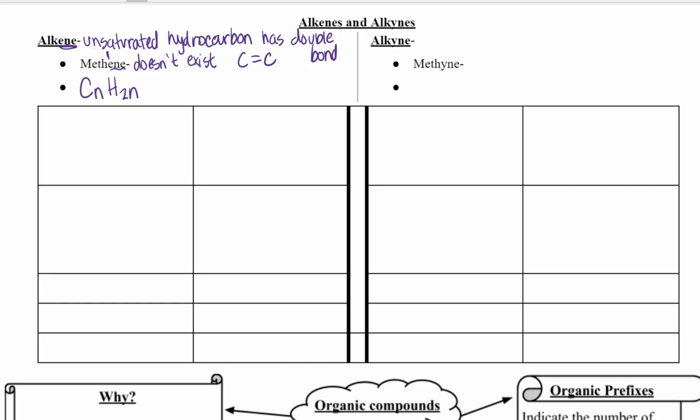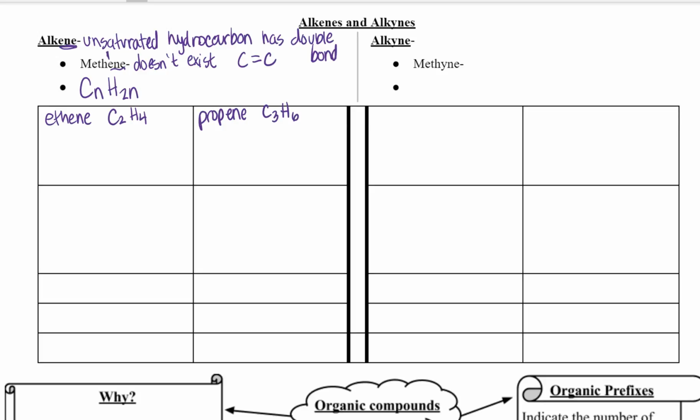Okay, so let's walk through some of these examples. Since methene doesn't exist, let's talk about ethene. Eth, the prefix means 2, so that means 2 carbons. To figure out the hydrogens, I'm going to multiply 2 times 2, so there are 4 H's. Prop is the next one. Prop means 3, so propene is C3. To figure out the H's, I'm going to multiply by 2 and get 6.